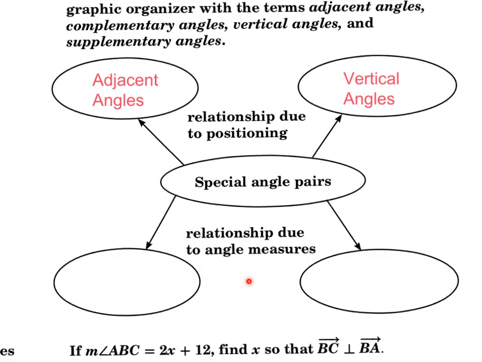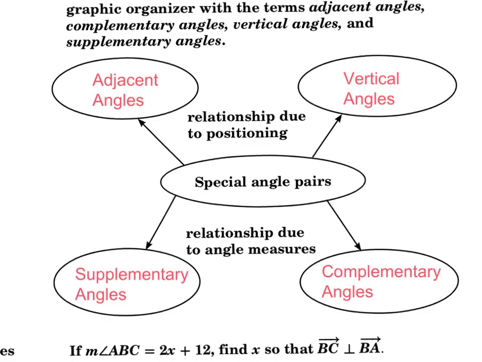Now, relationships due to angle measures are supplementary and complementary angles, because it doesn't matter where they're located. Supplementary angles are two angles that add up to equal 180. Same thing, doesn't matter where they're located. Complementary angles add up to equal 90 degrees. Now what we're going to do next is some math involving this vocab.